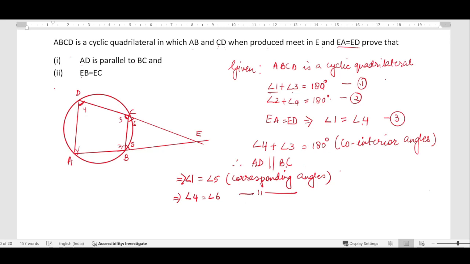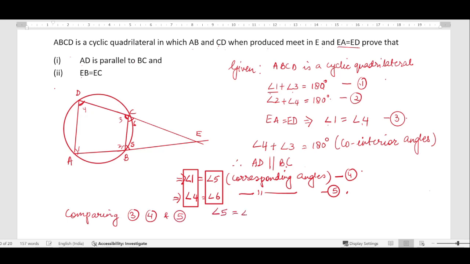ठीक है. अब let this equation be 4, this be 5. Equation 3, equation 4 और equation 5 को अगर हम compare करते हैं तो angle 1 is equal to angle 4. Means if these two angles are equal, right, then these two angles will also be equal, right? So comparing equation 3, 4 and 5, angle 5 is equal to angle 6.